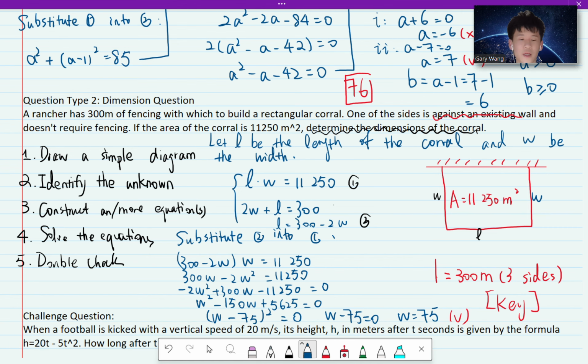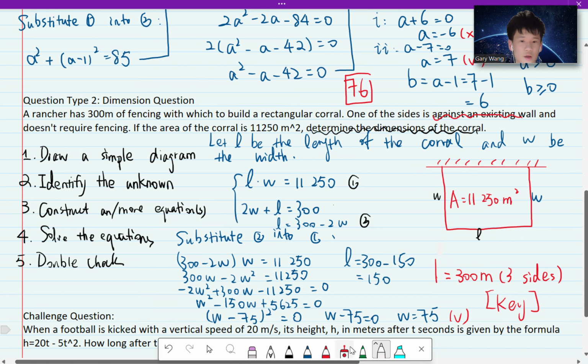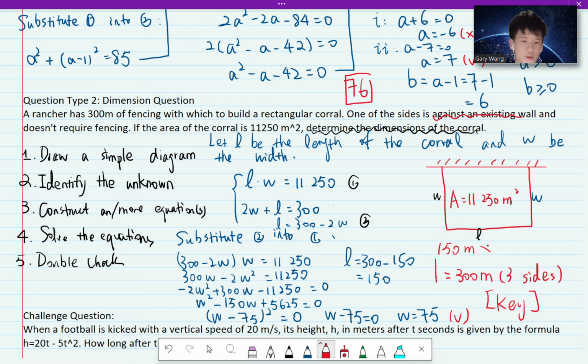And then we can substitute this back into equation 2 to find length equal to 300 minus 2W, which is 150. So at the end, we can know that the dimension of this rectangle would be 150 meters times 75 meters. This would be our final answer to this dimension question.